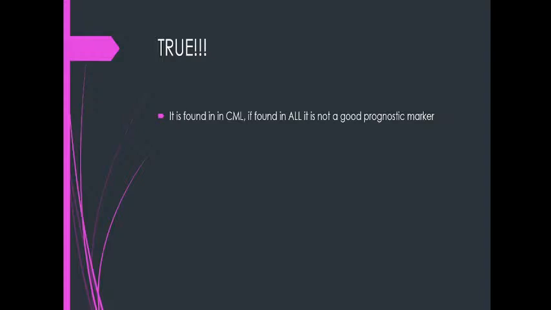Grabe ka talaga. Grabe talaga tong ano nyo. Pati ako, hindi ako nakaligtas sa pambubuli.